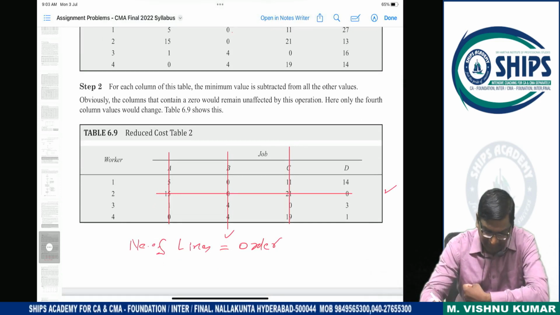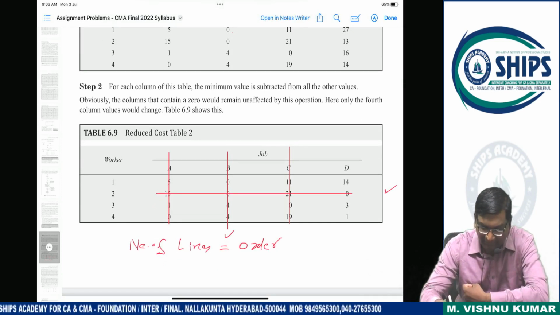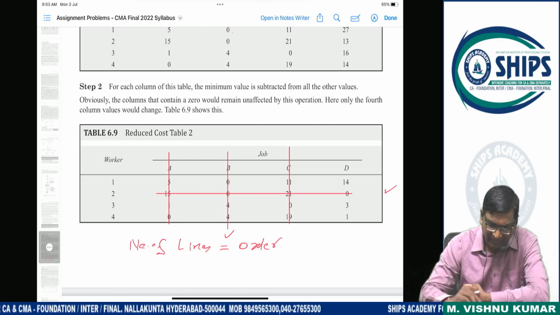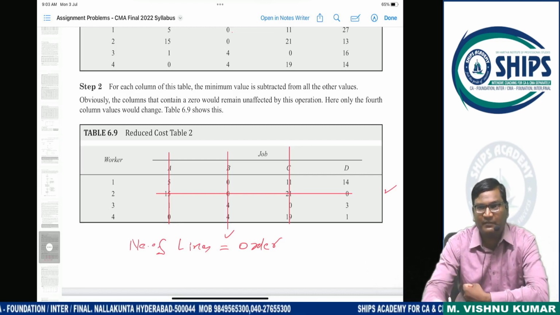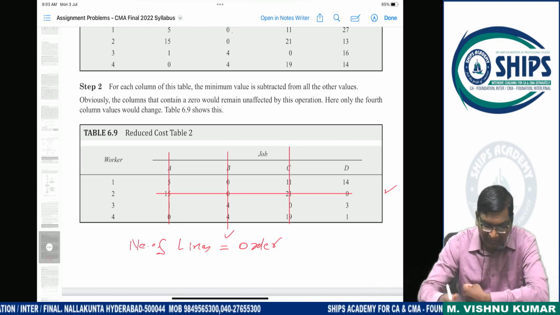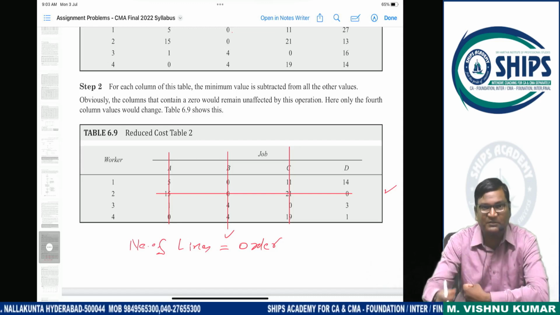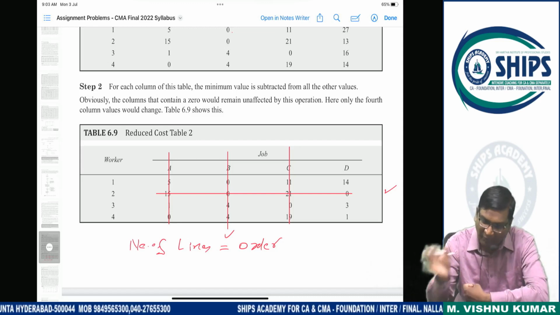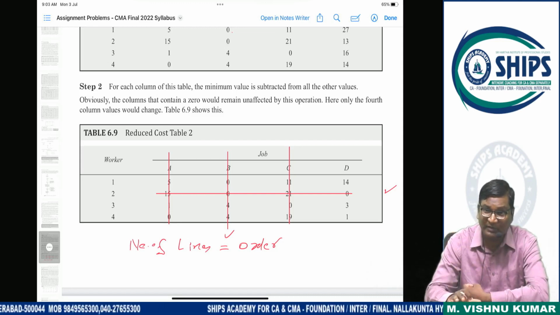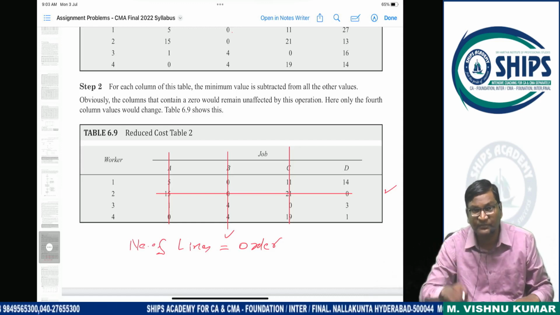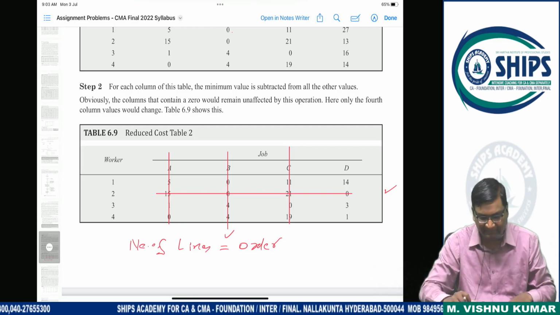Now assignment is required. Whenever the assignment is drawn, the rule is reverse to what you followed previously. Previously what rule did you follow? In which column or row more zeros were coming, you covered that first. Now in the last step it will be opposite. In which column or which row 1 zero is coming, check that.